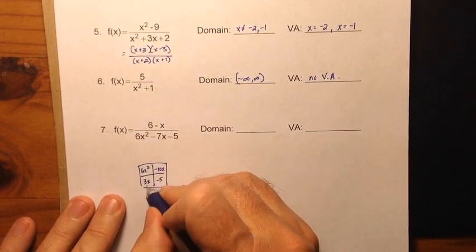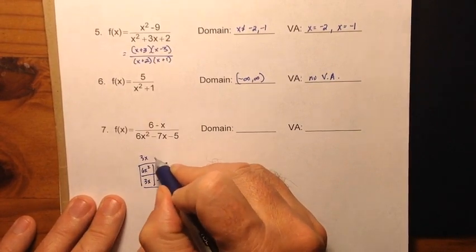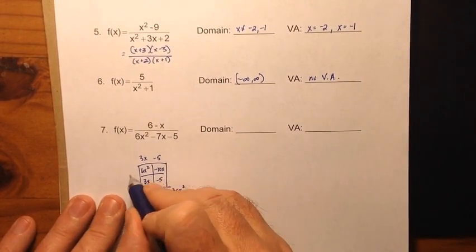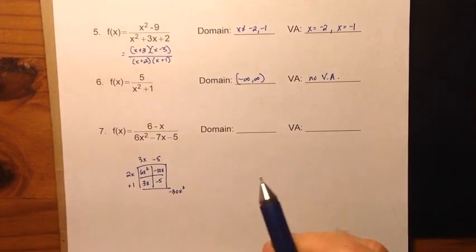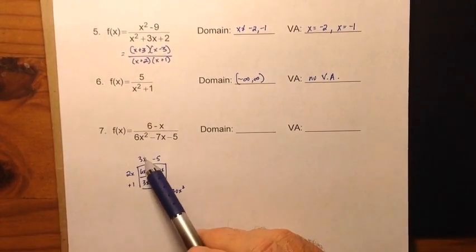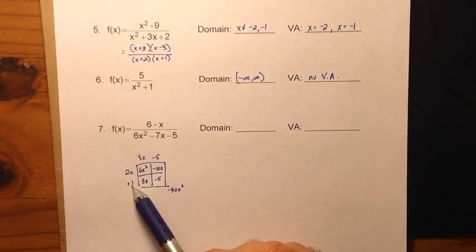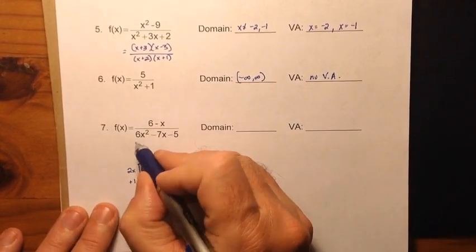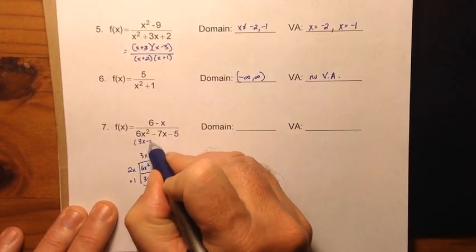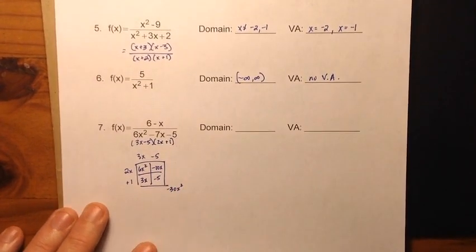So factoring going down, I have 3x. Factoring going down here, I've got a negative 5. Factoring going across, I've got 2x. Factoring going across, I have a positive 1. Notice if I multiply back out, 2x times 3x is 6x squared. 2x times negative 5 works. 1 times 3x works. 1 times negative 5 works. So this denominator factors to 3x minus 5 times 2x plus 1.